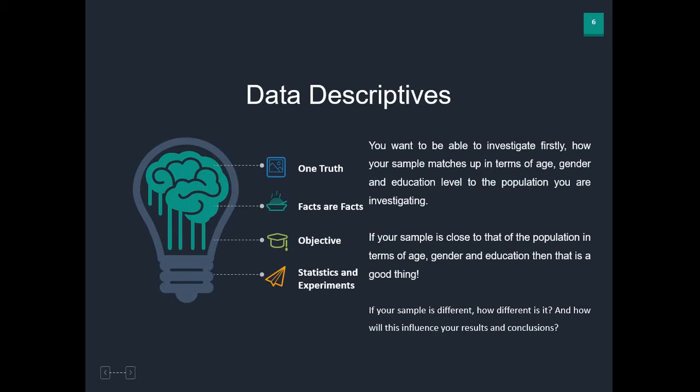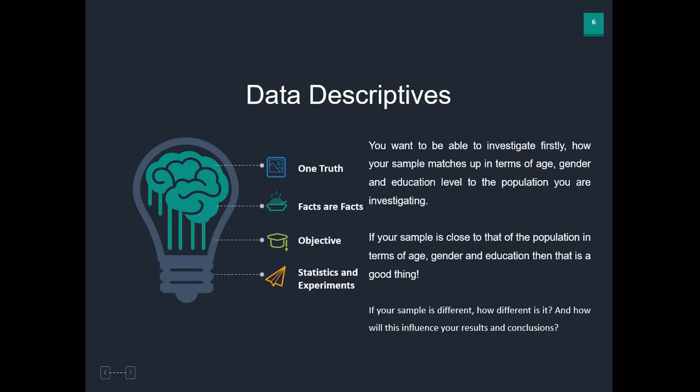So first and foremost, why do we want to look at that? What's the important part of that? Well, first and foremost, you want to investigate how your sample matches up in terms of the age, gender and education level to the population that you're investigating.